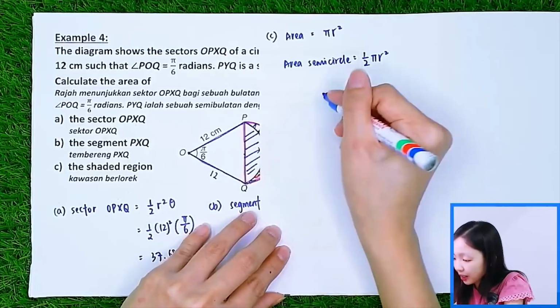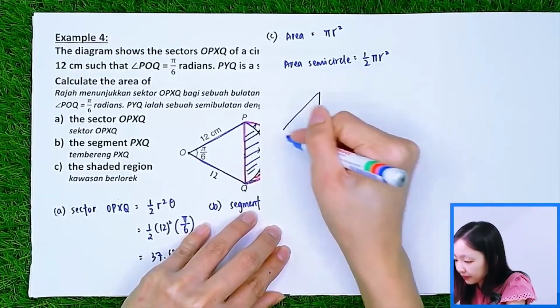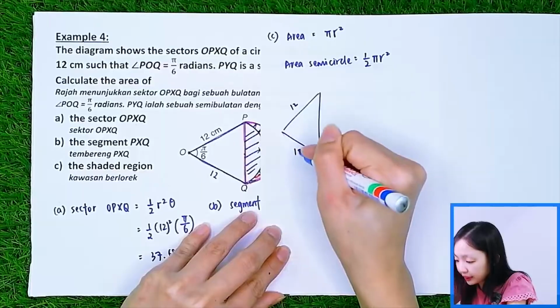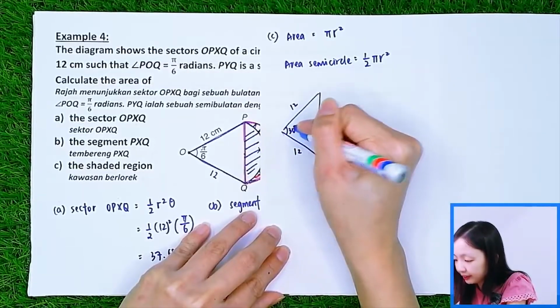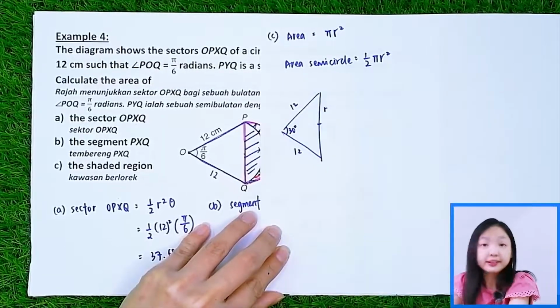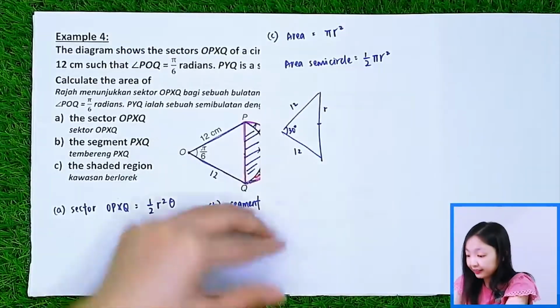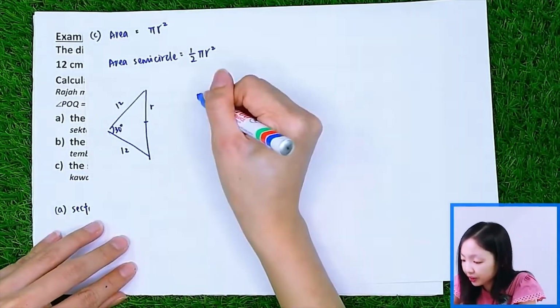So I will draw this out. Here is 12, here is 12, here is 30 degrees. So here is the radius. So now we can draw it out like this.